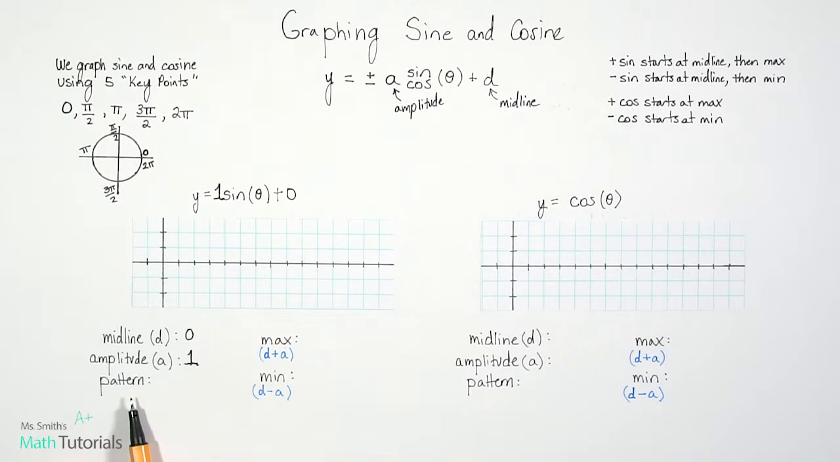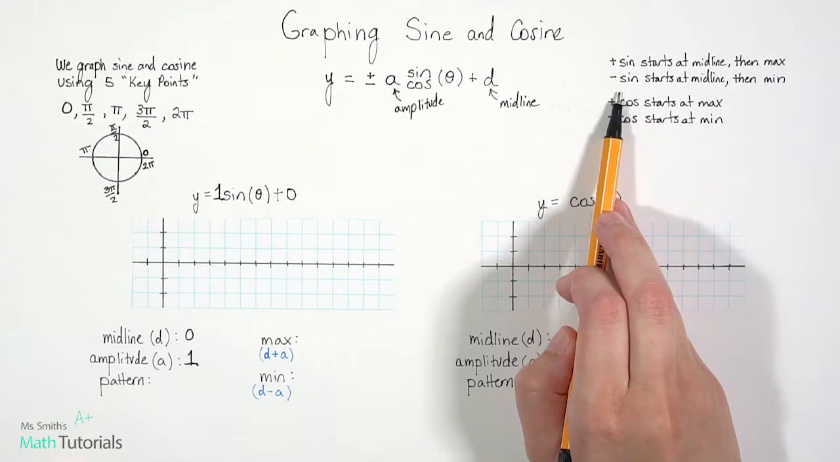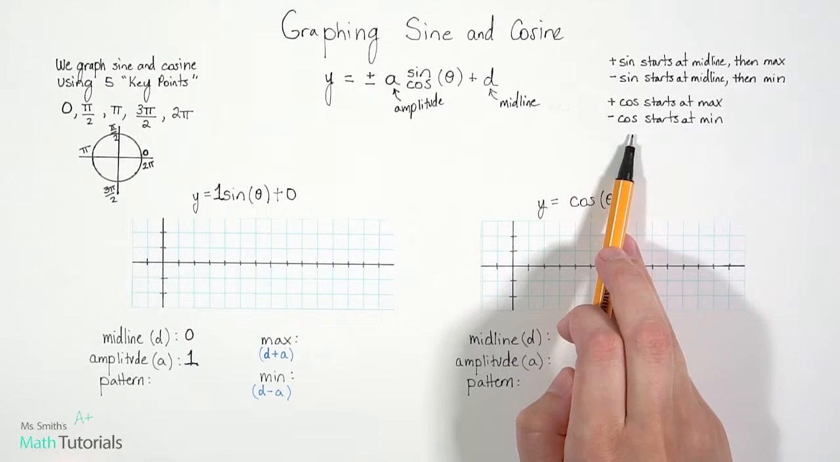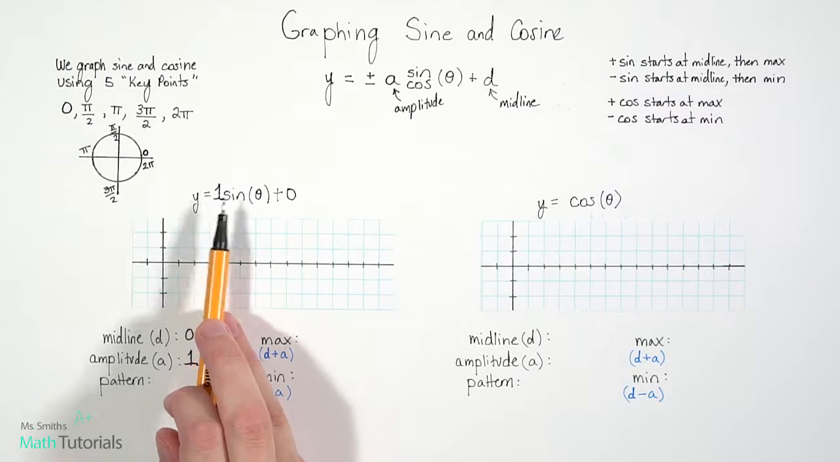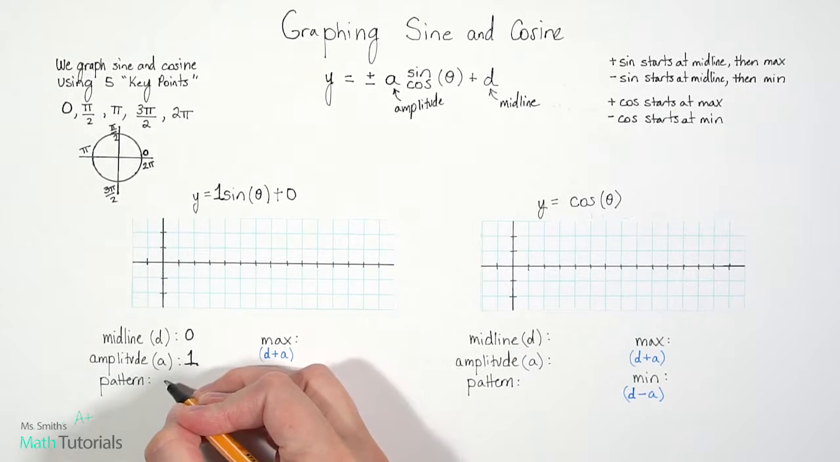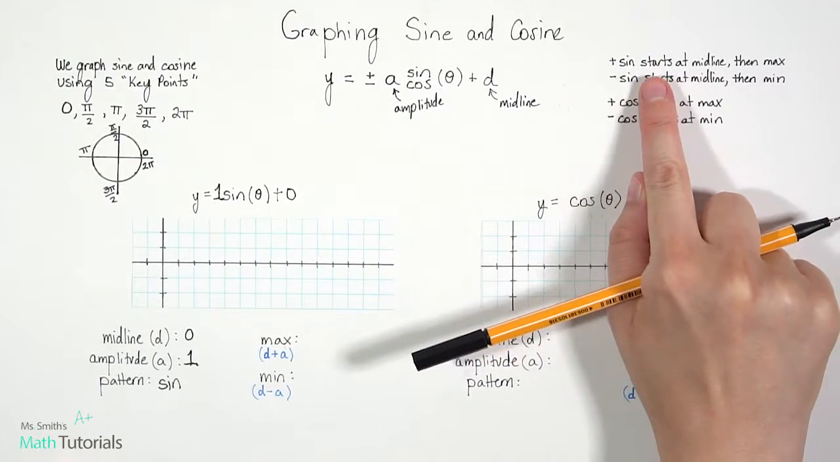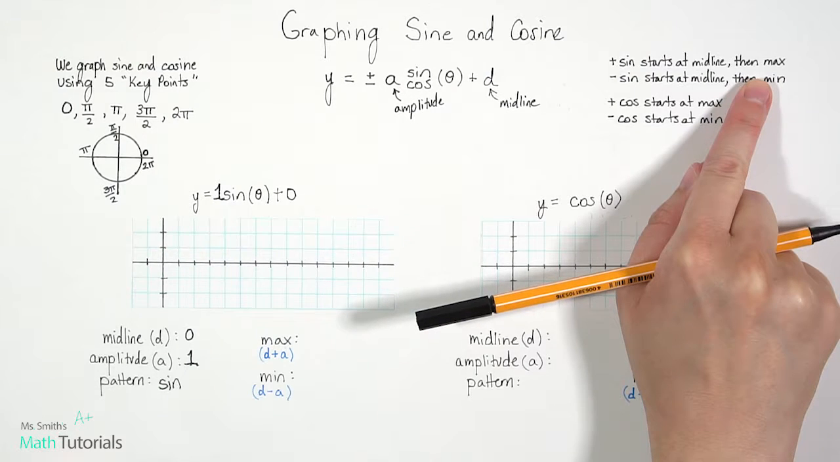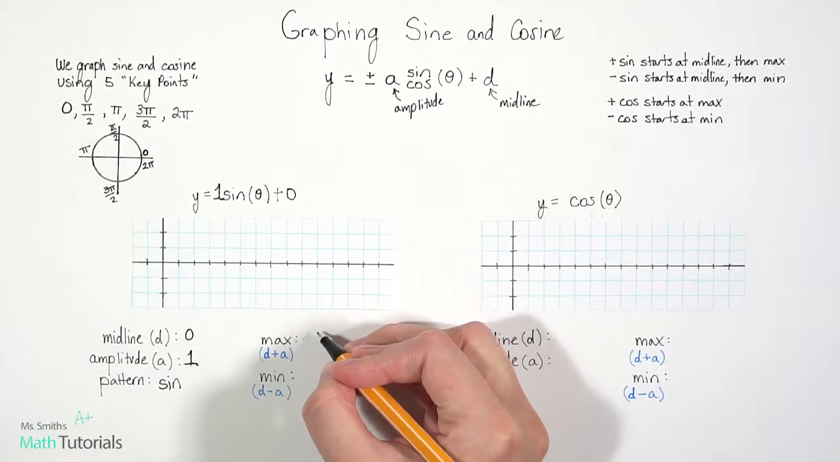Now when they ask for the pattern, what we're asking is, which of these is it? Is it positive sine, positive cosine, or negative cosine? So when I look at this, I don't see any sign there, which means it's positive, and it's sine. You could do a plus sign if you want, but I'm just going to write sine. So the pattern tells us how we start this graph that we're going to create. To find the max, we just add d plus a. So whatever our d was plus our a. So in this case, that's 0 plus 1.